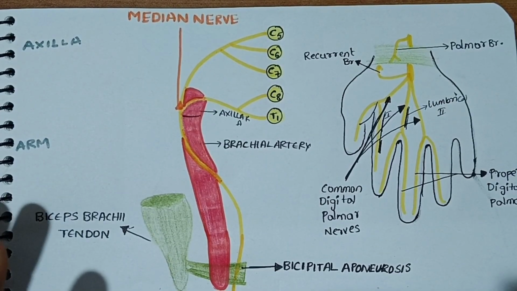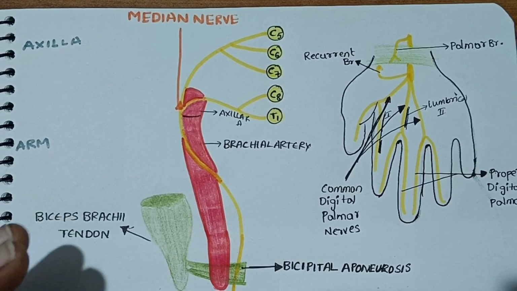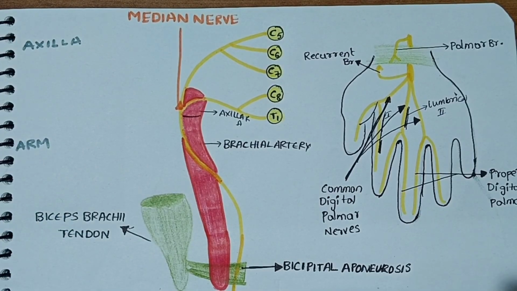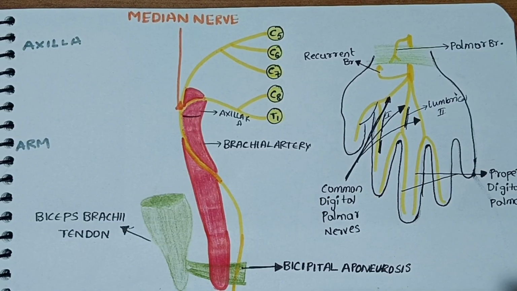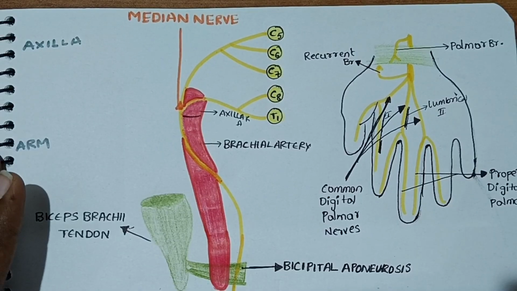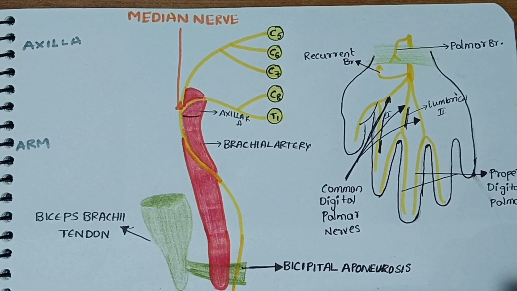What are the main spinal nerves involved in the formation of the brachial plexus? They are C5 to T1: C5, C6, C7, C8 and T1. These are the spinal nerves that form the brachial plexus, right? The major branches of the brachial plexus are the axillary nerve, musculocutaneous nerve, median nerve, radial nerve and ulnar nerve, of which the median nerve, radial nerve and ulnar nerve are the most important. Today we are going to start with the median nerve.